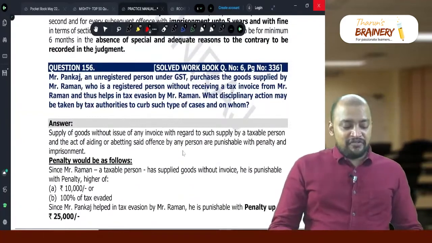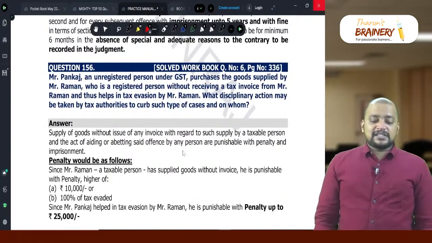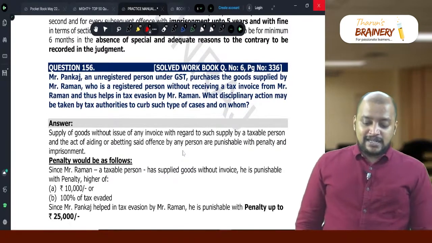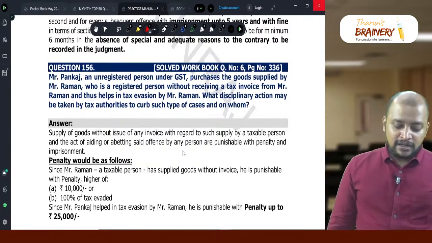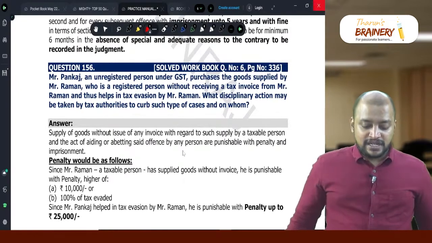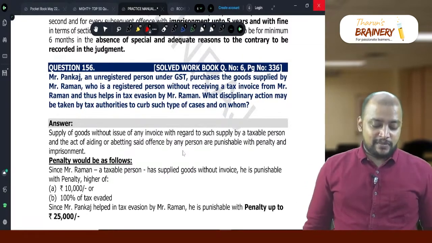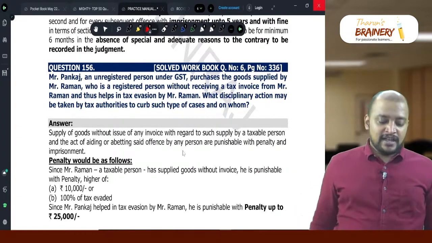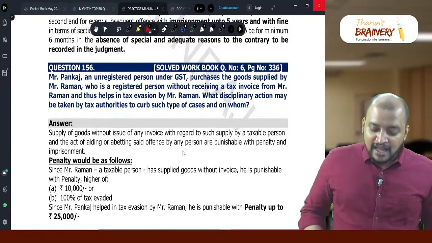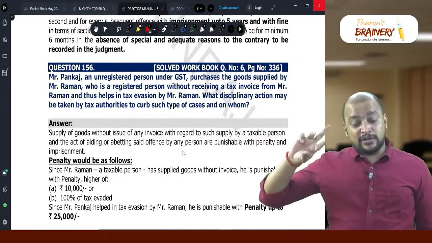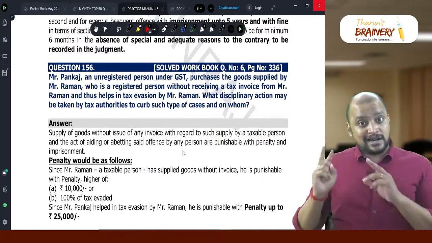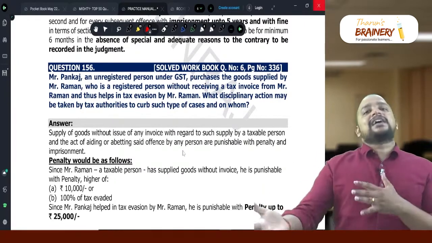Question number 156. Mr. Pankaj, an unregistered person under GST, purchases the goods supplied by Mr. Raman, who is a registered person, without receiving a tax invoice from Mr. Raman, and thus helps in tax evasion by Mr. Raman.